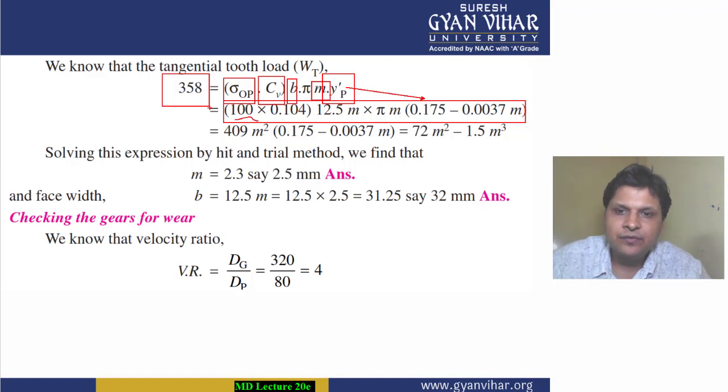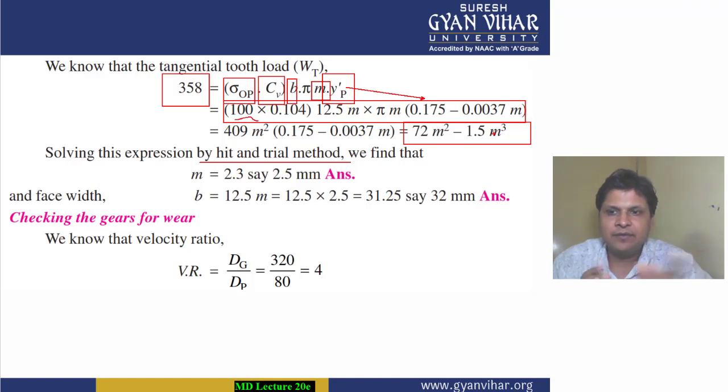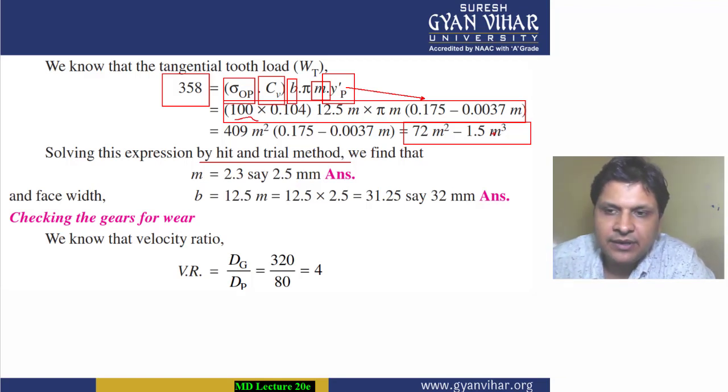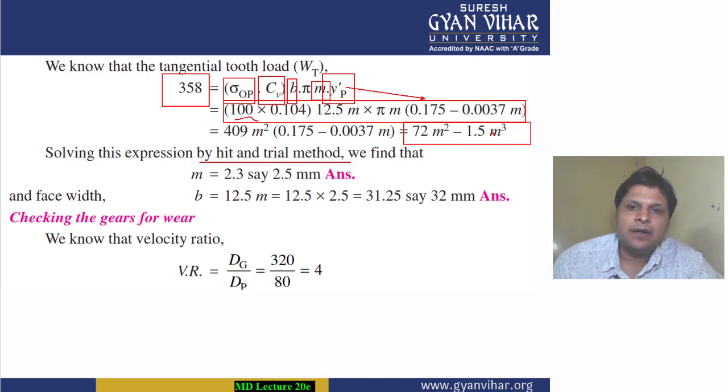Putting that value we can calculate. Since it is again a cubic equation, it can be solved by hit and trial method. You put the values of m and see whether the guessed value of m gives you LHS equal to RHS or not. This method is known as hit and trial method. And through this you will find that the module value is 2.5 mm.